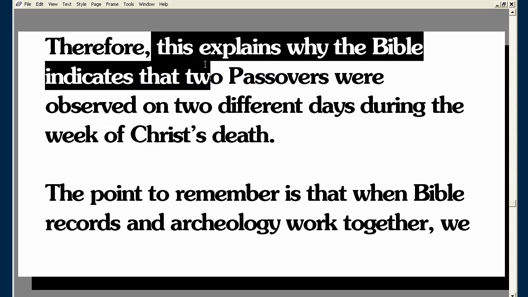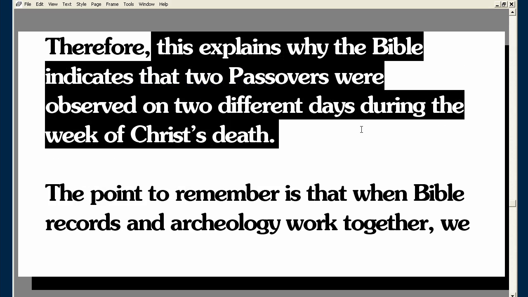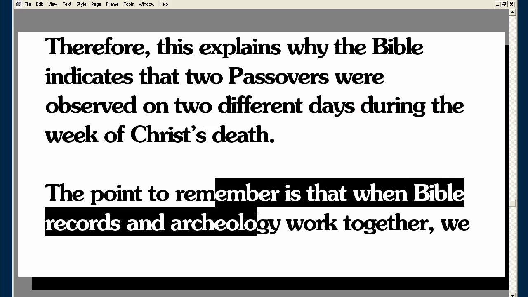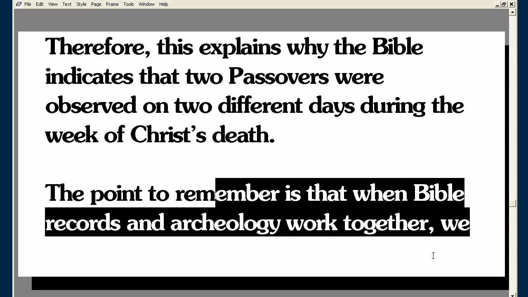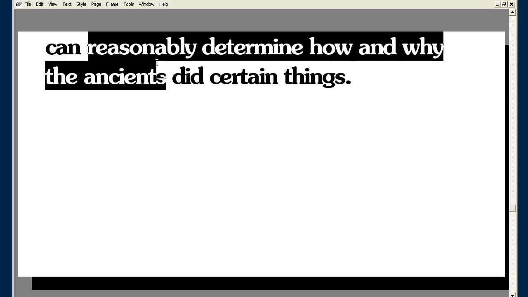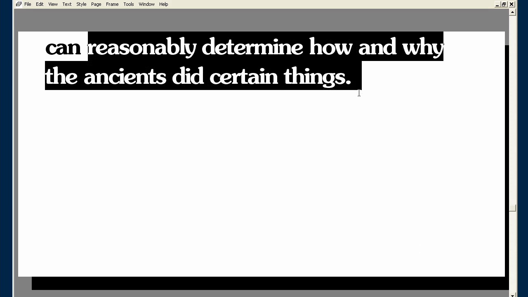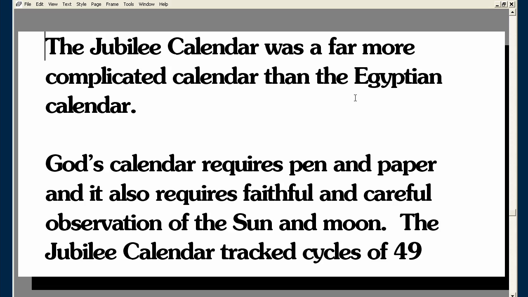Therefore, this explains why the Bible indicates that 2 Passovers were observed on 2 different days during the week of Christ's death. The point to remember here is that when Bible records and archaeology work together, we can reasonably determine how and why the ancients did certain things.